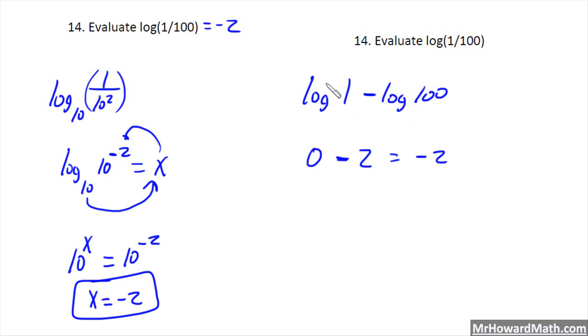Why is log base 10 of 1 equal to 0? Well, let's do that off to the side. Log base 10 of 1 equals what? Well, 10 to what power equals 1? That's what we're saying. 10 to what power equals 1? Well, that would be the 0 power.